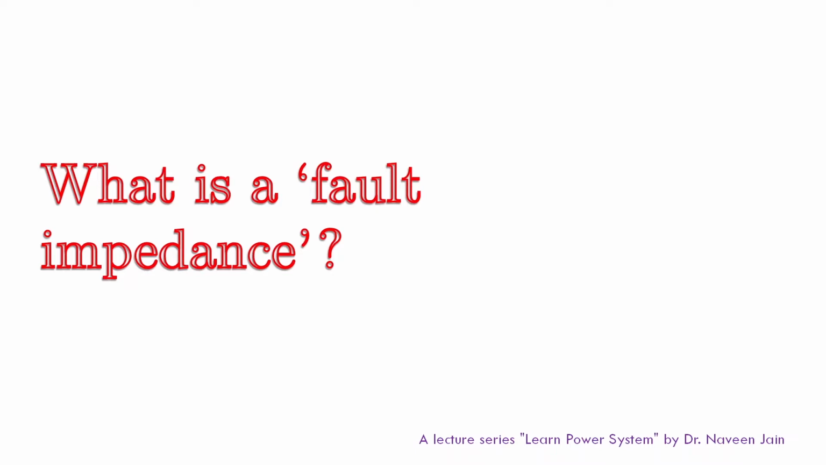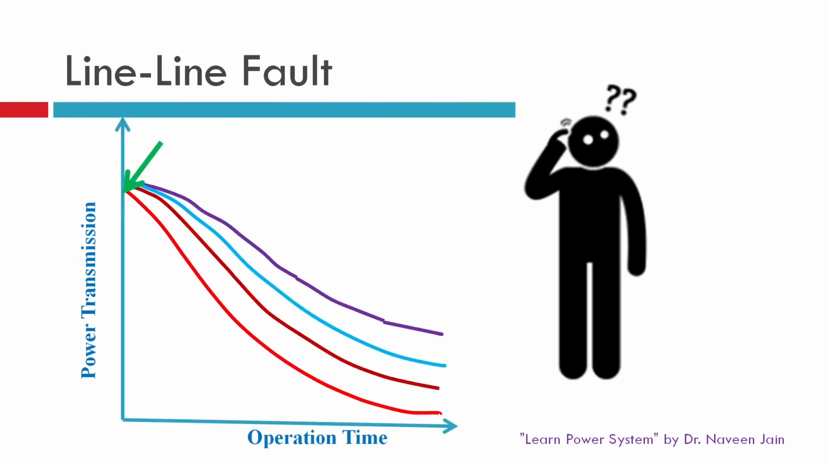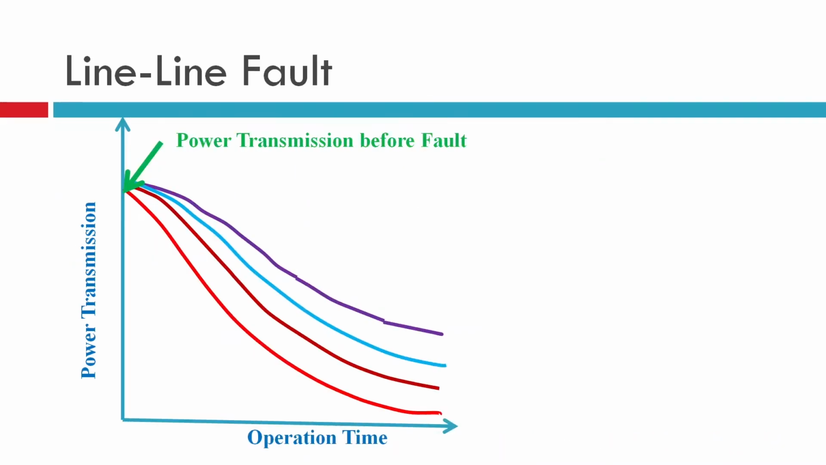So, a general question must come to your mind: what is a fault impedance? If the fault impedance is 0, in line to line fault, if any two line wires are connected through an impedance or short circuited, it means only one line or phase is healthy for transmitting power. Others are not. Therefore, the power transmission is less as compared to the line to ground fault.